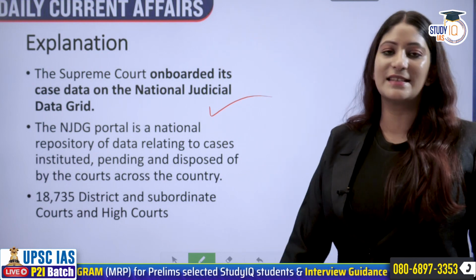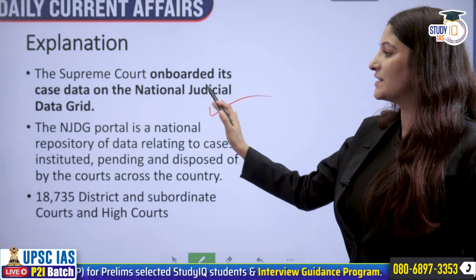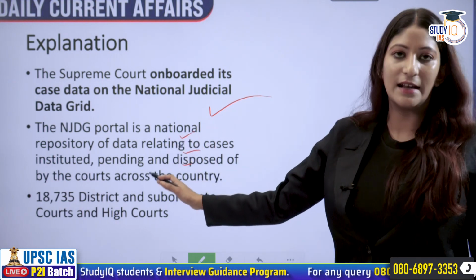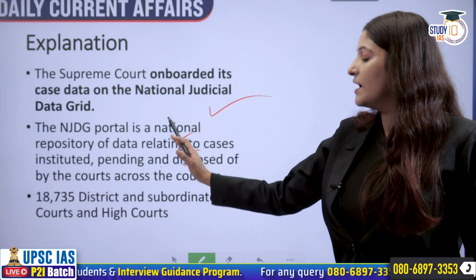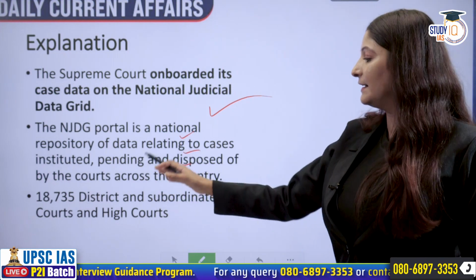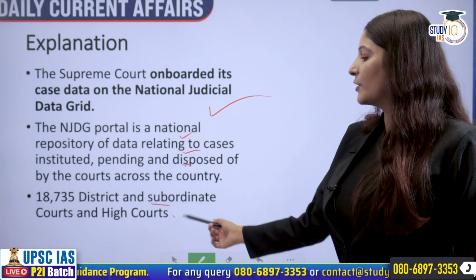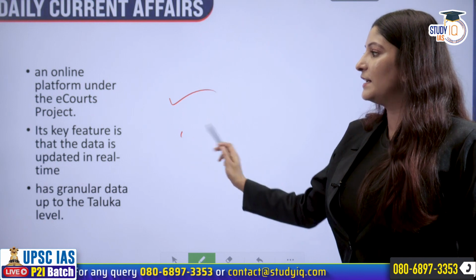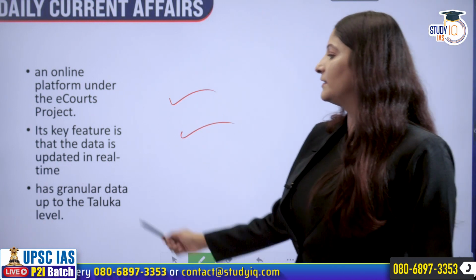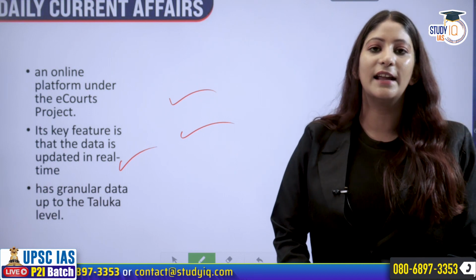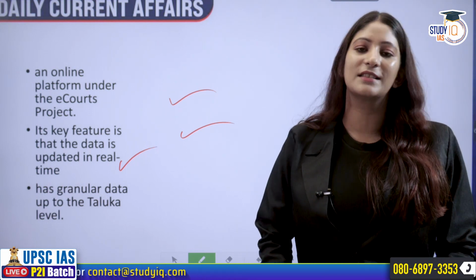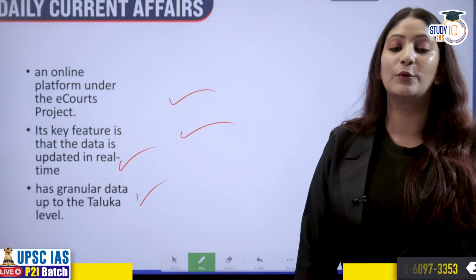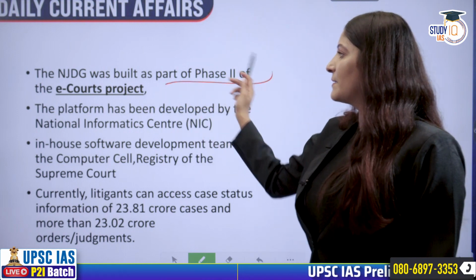The Supreme Court onboarded its case data to the National Judicial Data Grid, which is a national repository of data pertaining to cases which are instituted, pending and disposed. Up to 18,735 district and subordinate courts and high courts data has been put here. It is an online platform under the e-courts project. The key feature is that the data is updated in real time, and not that I am providing the data right now and it is getting uploaded after 10 days. And it has granular data up to the level of taluka. It was built as a part of phase 2.